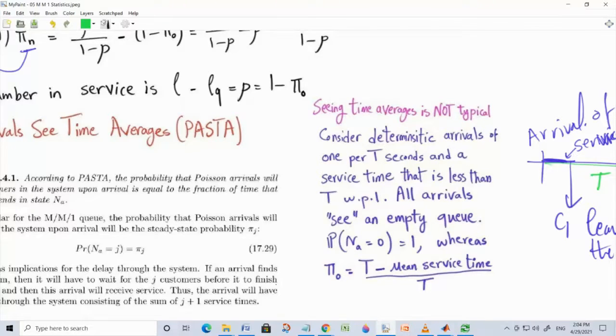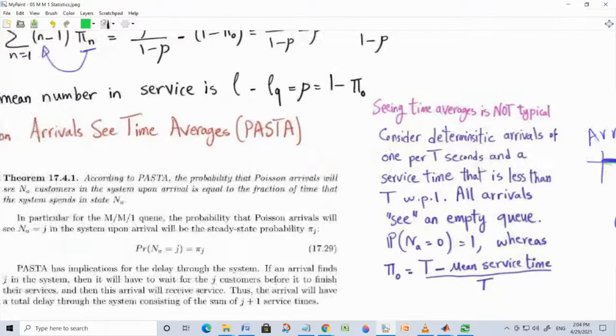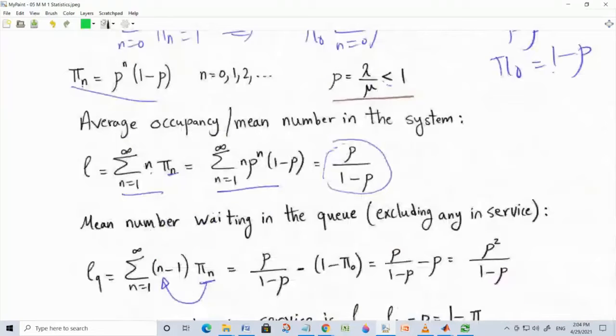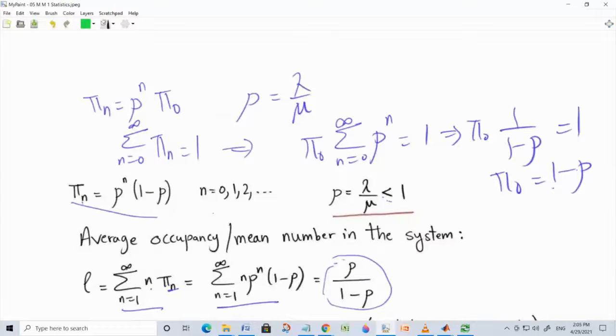Here is the good thing for the M/M/1 queue. Basically, the arrivals will see J customers in the system with probability pi J. So the pi J that we get using our tricks here, you get the stationary distribution of the Q matrix. It is basically what you need from the perspective of the arrival. But again, this is very specific.